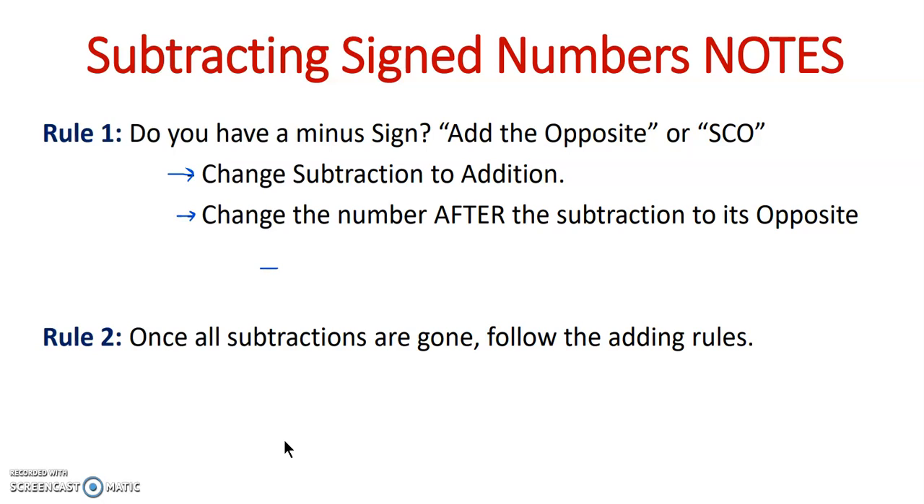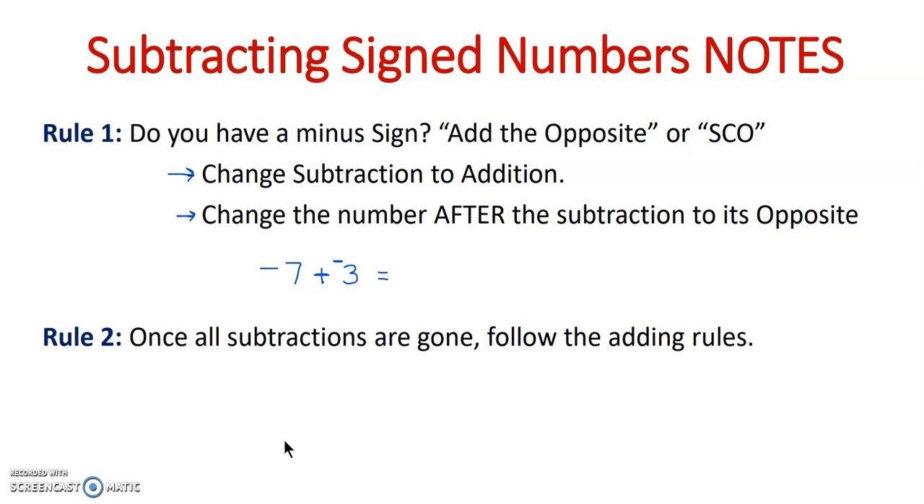So for example, if we have -7 minus a +3, then we're going to see that the first number, the -7, is not going to change. We're going to begin the changes at the subtraction. So the subtraction will change to addition, and the +3 will change to its opposite, which is a -3. Now that we've made those two changes, we have a new problem to solve. After the subtractions are gone, Rule 2 tells us to go back to those adding rules.